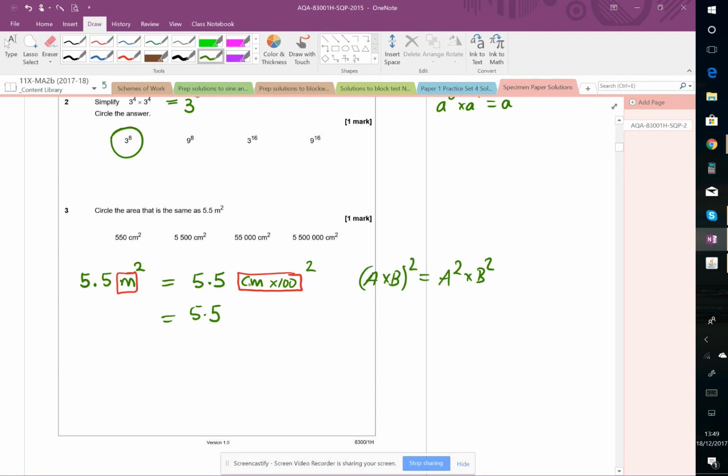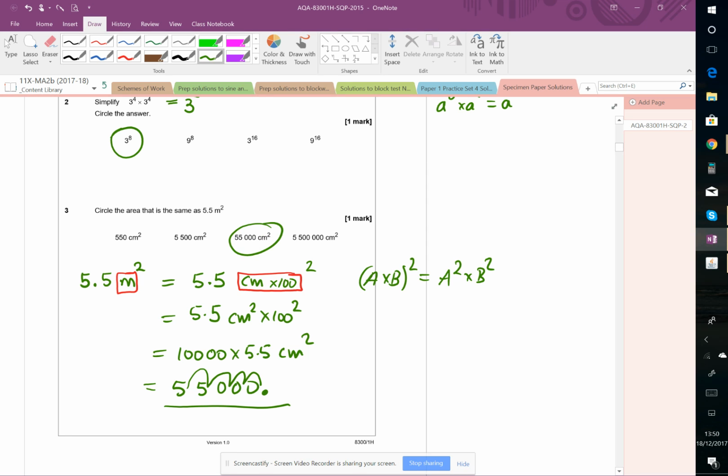So this is centimeters squared times 100 squared. Now 100 squared is 100 times 100. So this is 100 times 100, add 2 noughts, times 5.5, and then centimeters squared. So we need to multiply by 1, 2, 3, 4 noughts. So we move the decimal place 4 times, from there to there. So the answer is 55000 centimeters squared.